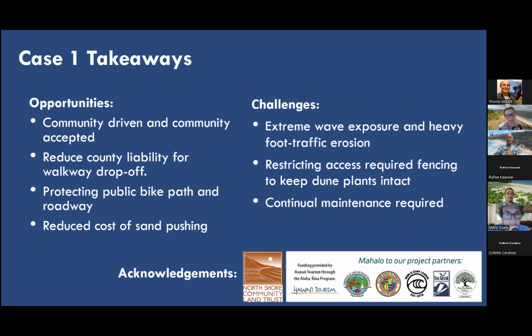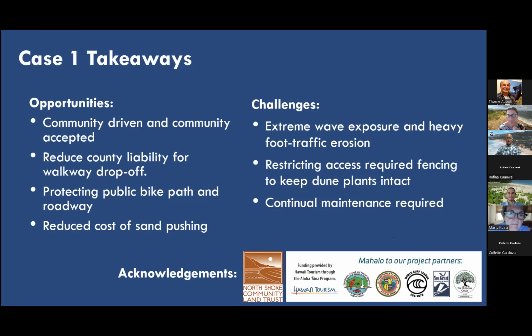There's also a financial element here with annual sand pushing that the city would do has been greatly reduced. The frequency and volume of sand that needs to be moved has been cut to like 1/10 of what it used to be, because people aren't walking down the beach all over the whole area, only in the right-of-ways. Some of the challenges with this location: extreme wave exposure, the North Shore of Oahu. I don't think I need to speak to that. Hopefully everybody's aware of that.